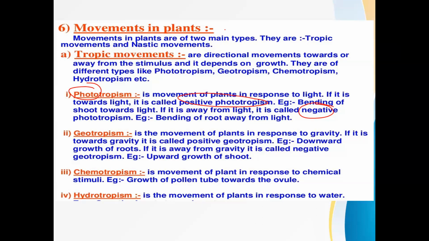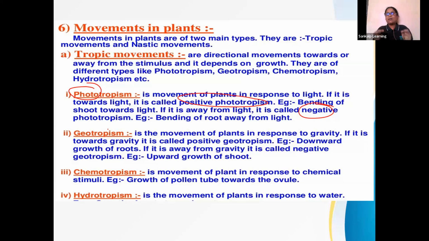Okay. Geotropism means what? Geo means earth. So the movement of a plant towards the earth is called geotropism. In the plant, the shoot system will be away from the earth, the upper part: the stem, branches, flowers, fruits and all.